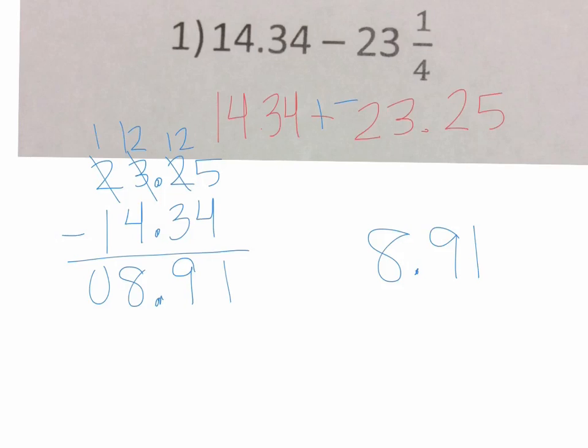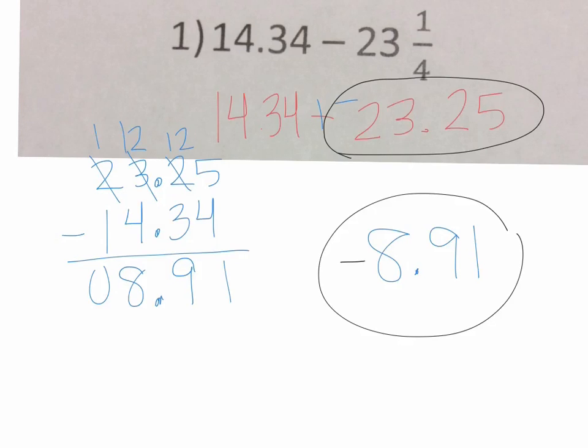But then I have to think, different signs subtract, but keep the sign of the bigger number. So I'm going to look back at my two numbers. The larger absolute value goes with this 23, and it was a negative, so this answer is going to be a negative 8.91.